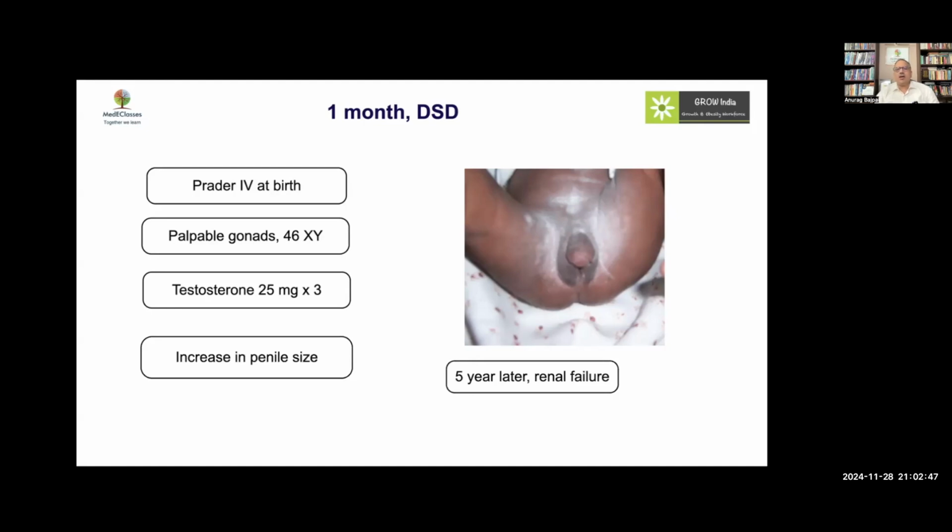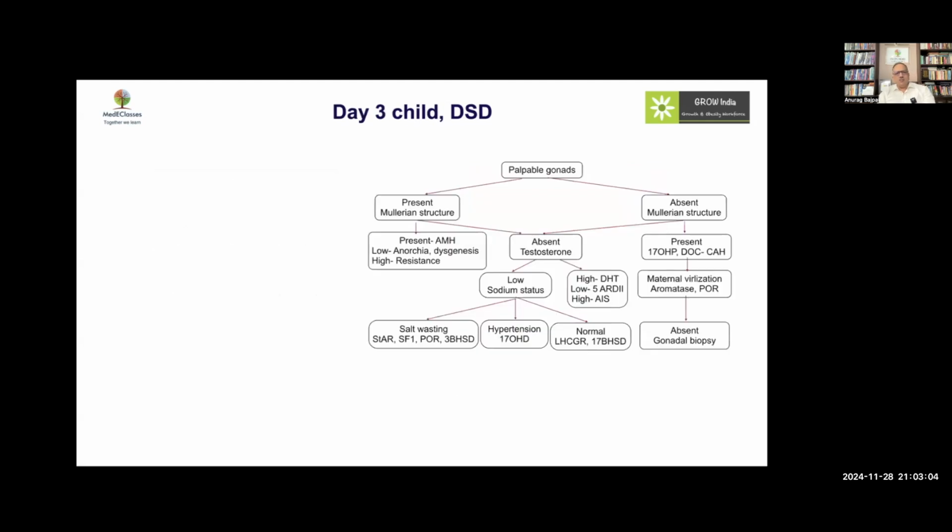What's very important to understand is that our job is not just done by identifying a DSD or giving some cosmetic measure. We also have to think of a serious underlying disorder, which could be something like a WT1 defect, which can result in renal failure. So a comprehensive evaluation of DSD is extremely important.